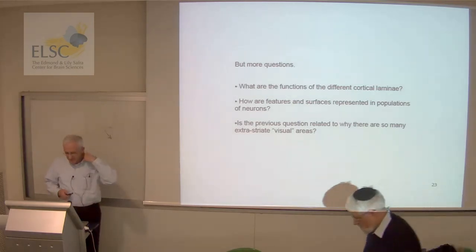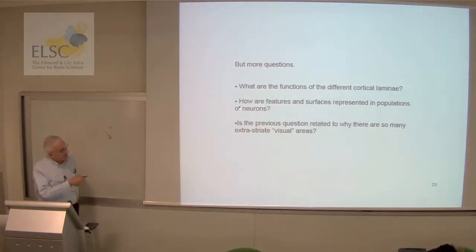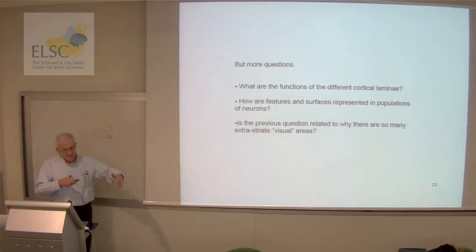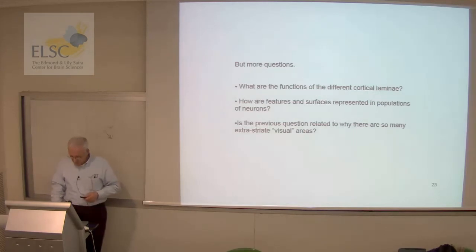And I think that this previous question about features and surfaces may be related to why there are so many extrastriate visual areas, which is another puzzle. That is, why do you have so many of these areas? Why aren't there one or two, or why isn't there one top-down area and a memory and a blackboard? But it may be that the constraints of representing the perceptual organization of surfaces in space and features may be related to why there need to be so many extrastriate visual areas in humans and in monkeys.